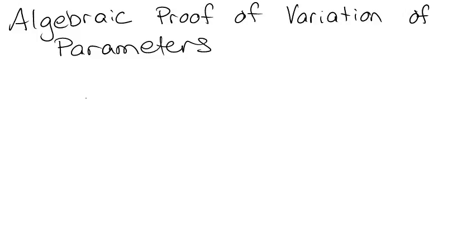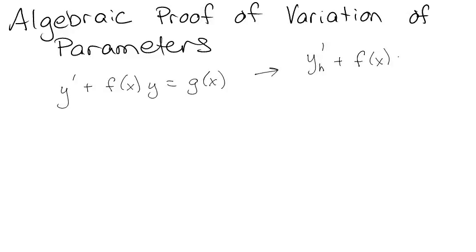Alright, so this is desperately unexciting, but I feel like we've got to do it: just a quick algebraic proof of variation of parameters and why it works. So this is kind of your standard form. What we're going to do is remember that we take this and turn it into a homogeneous equation. So we have y' + f(x)y = 0.